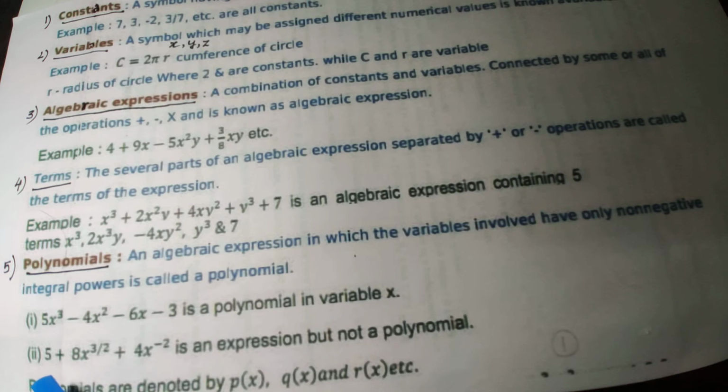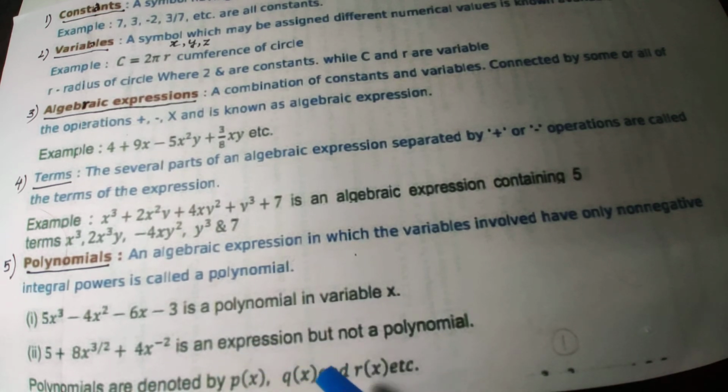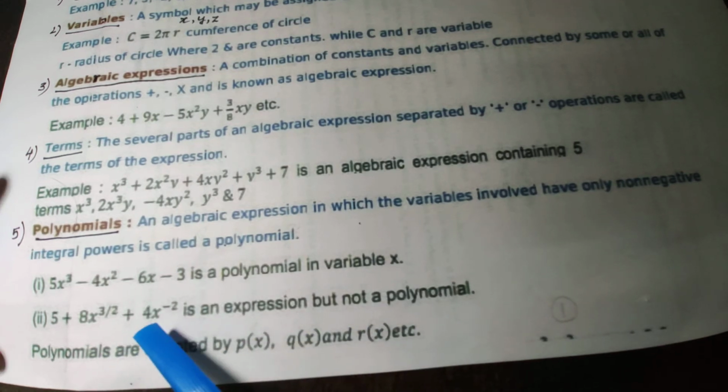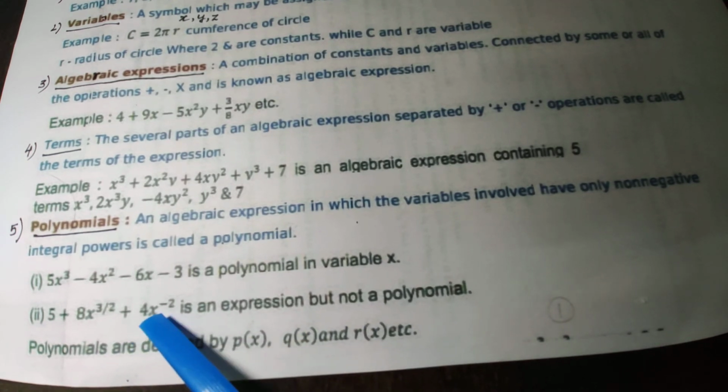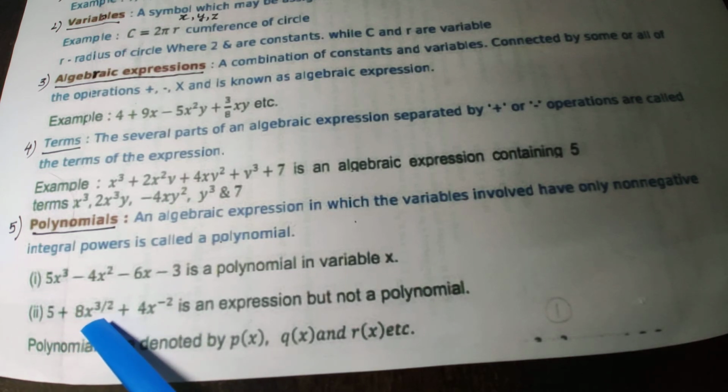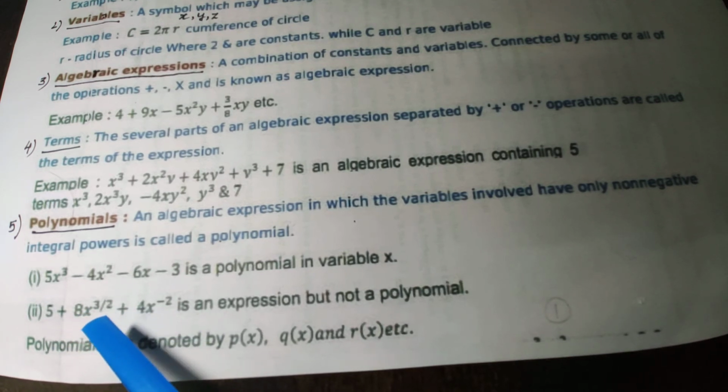Look at the second example, 5 plus 8 times x to the power 3 by 2 plus 4 x to the power minus 2. This is an algebraic expression, but this is not a polynomial. Why? The reason is, see, the power x to the power minus 2 is not a whole number, and x to the power 3 by 2 is also not a whole number. So this is not a polynomial.